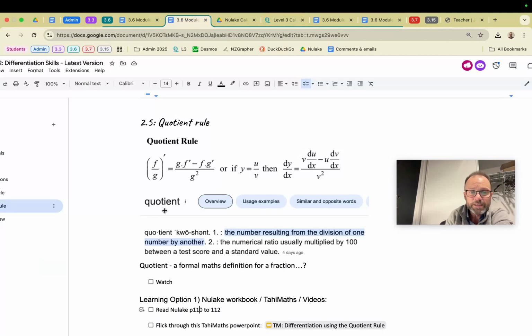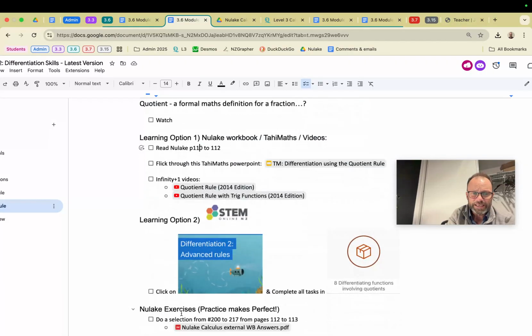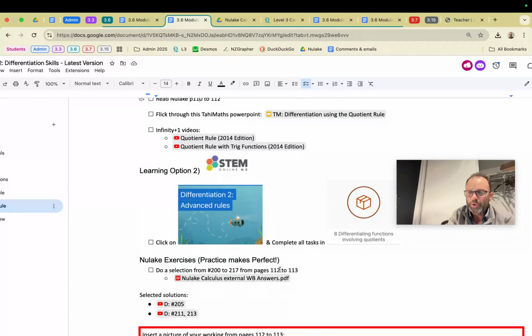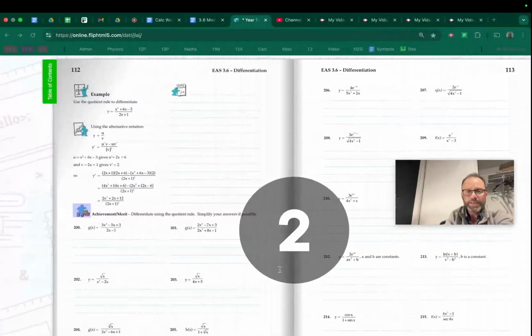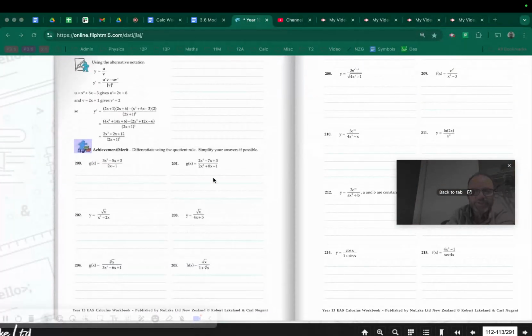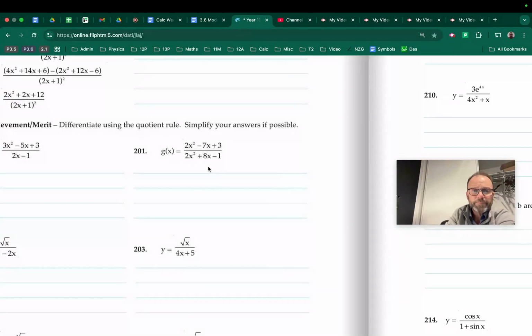Okay, quotient. If you look at the definition here, stolen from the Google search, a quotient is a number resulting from the division of one number by another. In other words, it's a fraction: numerator divided by denominator. Let's look at these problems here on pages 112 to 113, and you will straight away see fractions. Can you see fractions? Yep, you can. That numerator, denominator.